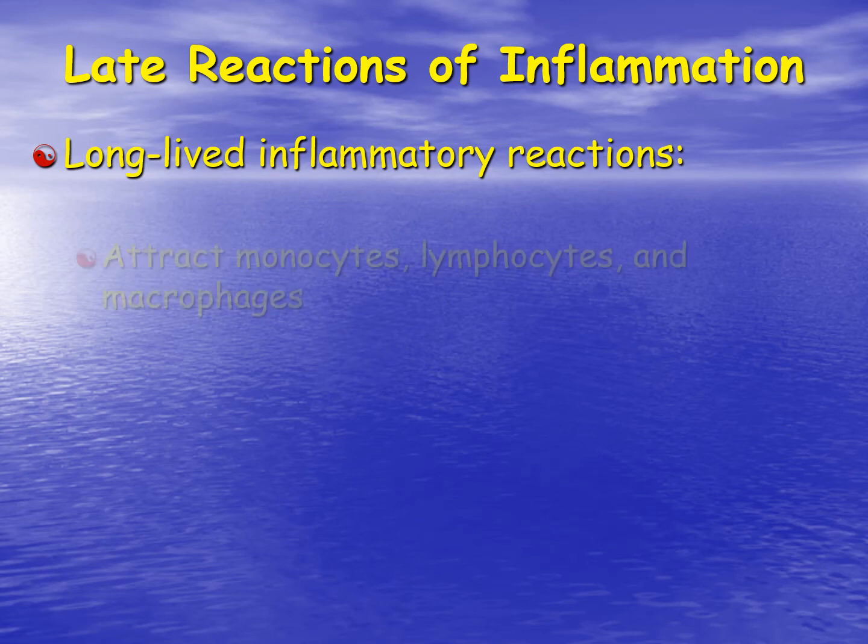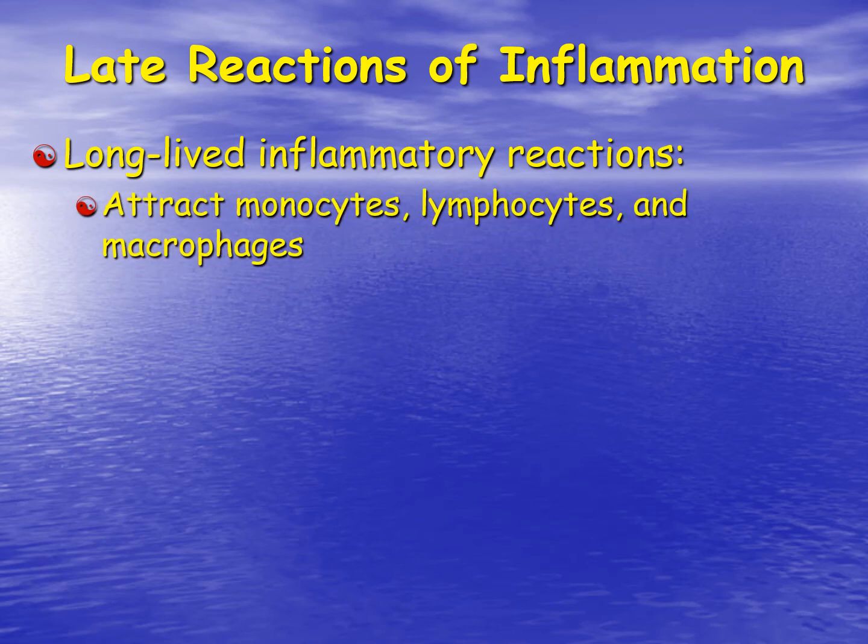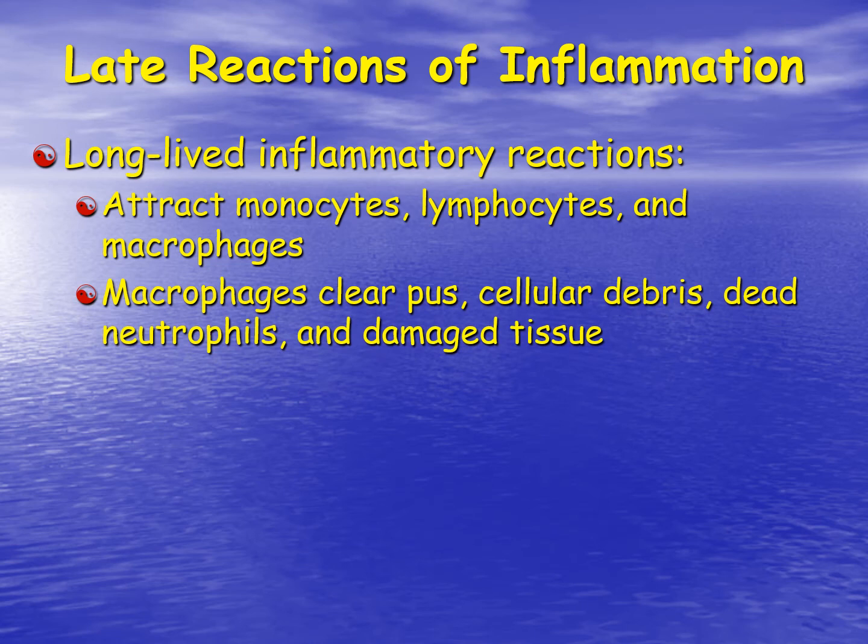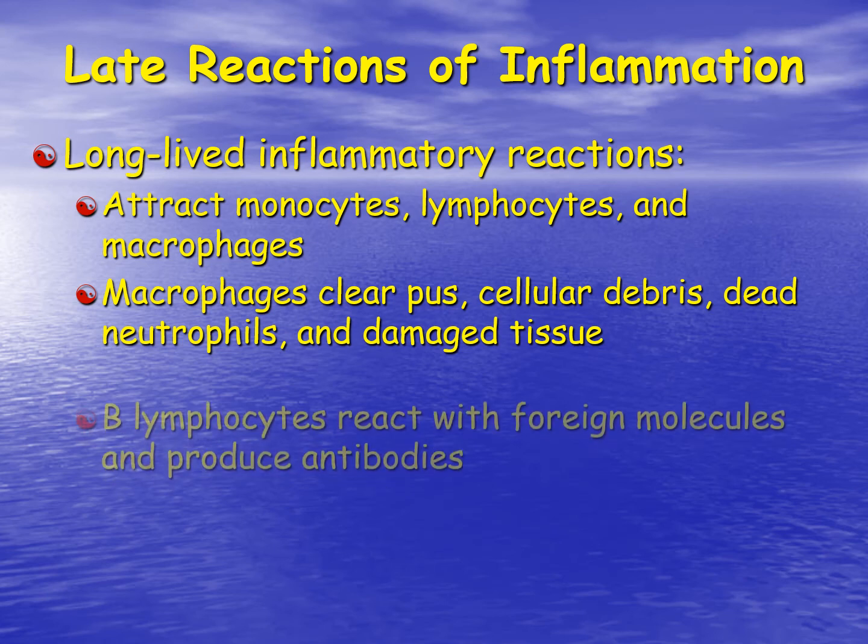Later in inflammation, we'll see attraction of monocytes, lymphocytes, and more fixed macrophages. Macrophages will clear pus, cellular debris, dead neutrophils, damaged tissue. So again, neutrophils tend to peak within about the first 24 hours. Monocytes begin showing up, becoming macrophages within a very short period of time. But their numbers don't usually peak until sometime about 3 to 5 days after injury has occurred.